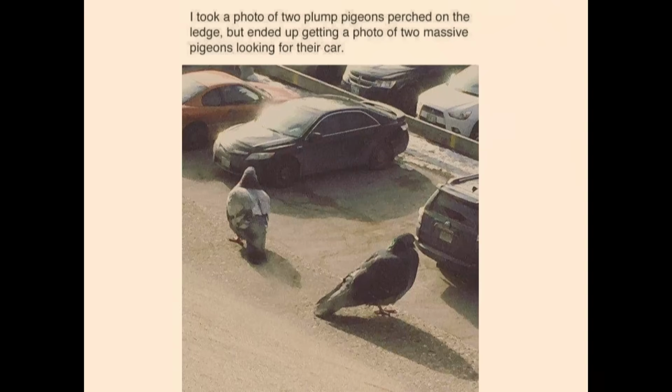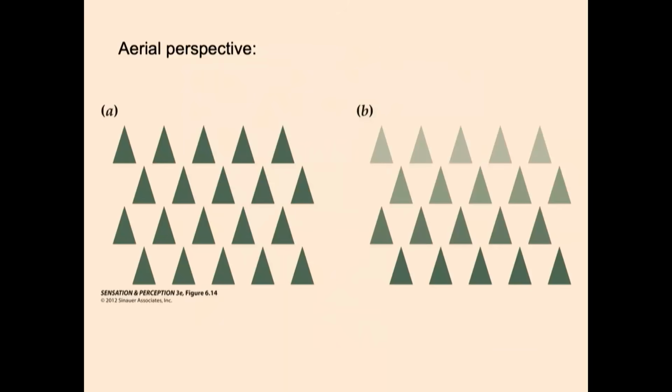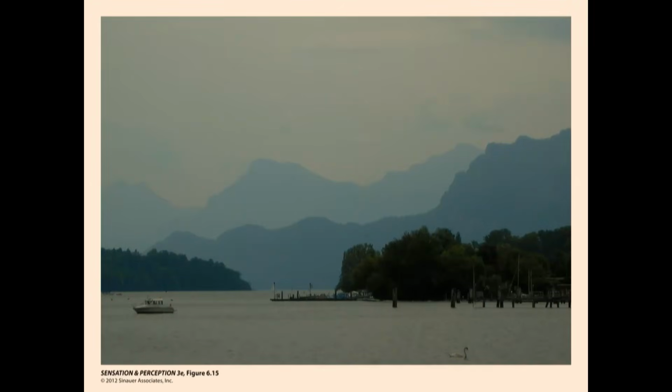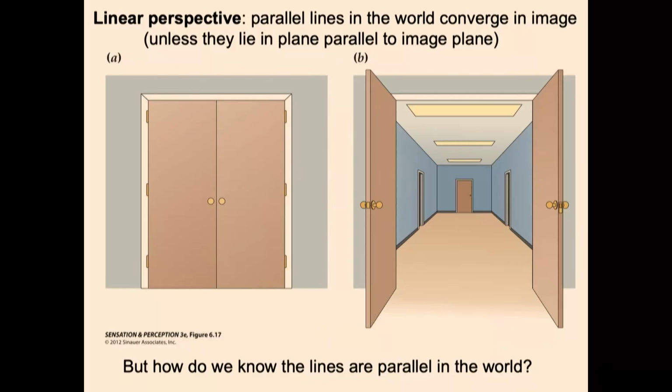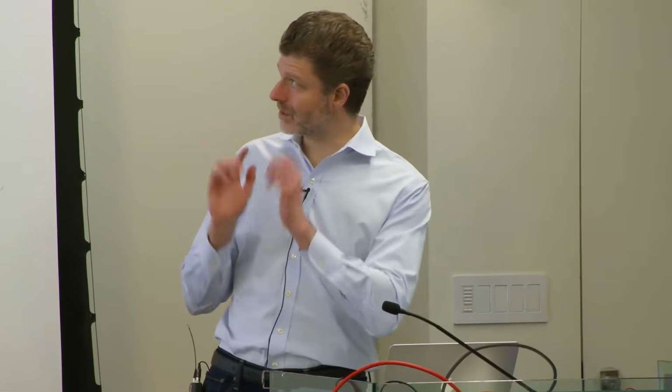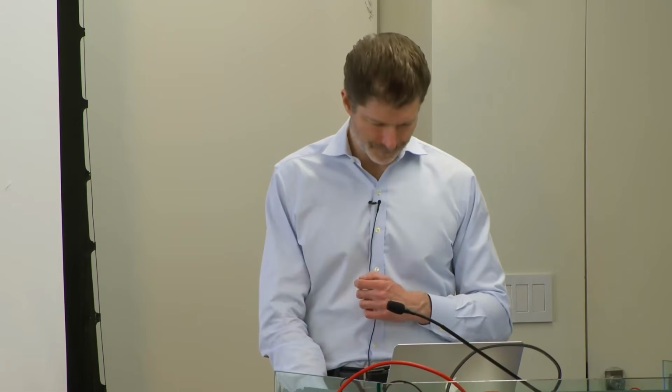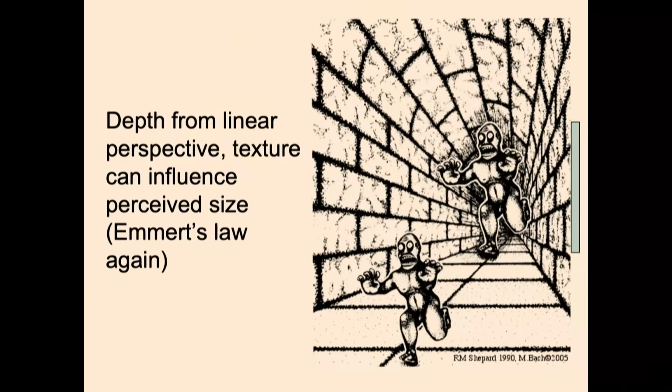Saw these very large pigeons where the distance is erroneously assumed to be very similar to that of the cars, and so they look pretty similar in size. Talked about aerial perspective. It's an optical effect that happens in the air that you've kind of learned is associated with distance. Linear perspective, due to the fact that parallel lines in the world will converge in the image unless you happen to take the image such that they lie in a plane that's parallel to the image plane. And then we saw lots of examples of how these depth cues can kind of interact with Emmert's law to create these funny illusions. So these two monsters are the same size, but one of them looks like it's a lot further away, and so it looks a lot bigger.